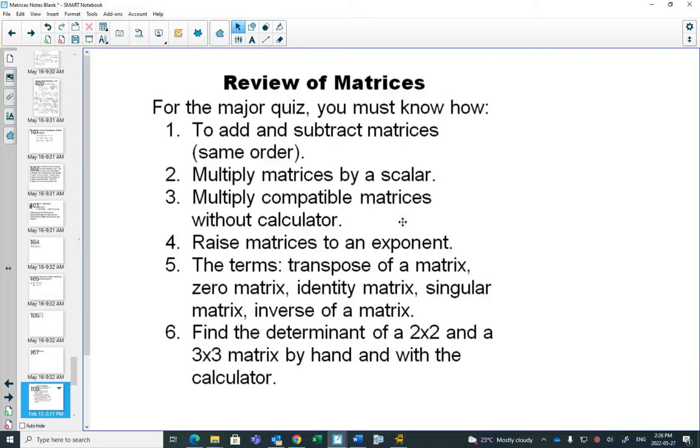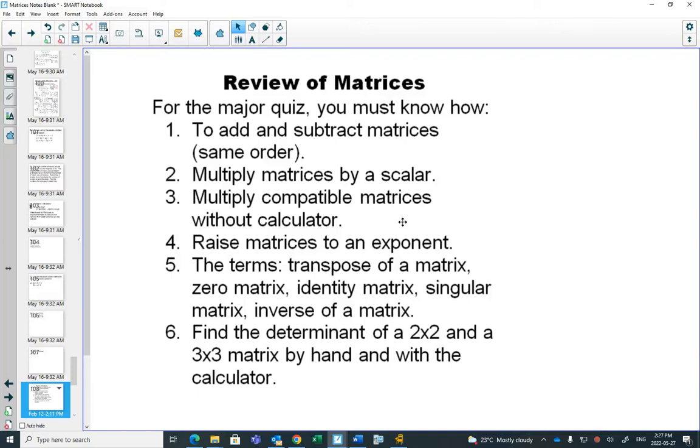All right. For the major quiz, which is the entire unit, this is what you need to know. How to add and subtract matrices. Again, in order to add or subtract matrices, the only way that's possible is if the order is the same. Can you multiply a matrix by a number out in front? Super easy. Each item gets multiplied by that number.